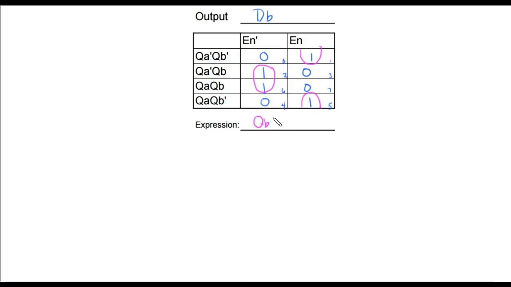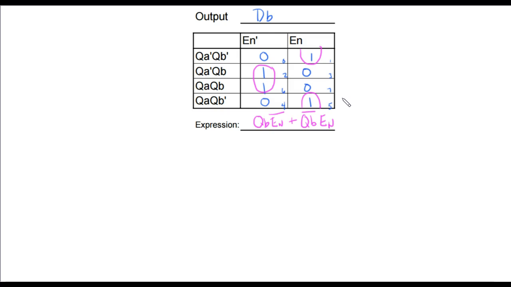That would leave me with QB enable not plus QB not enable. That looks like the simplest circuit, but it also looks like I could almost simplify that in some way, applying some Boolean algebra, but the truth is that's not going to get any simpler with the Booleans that we know in our class at least.